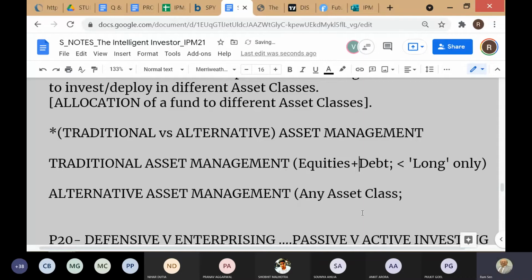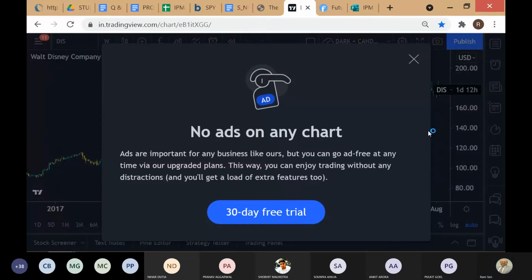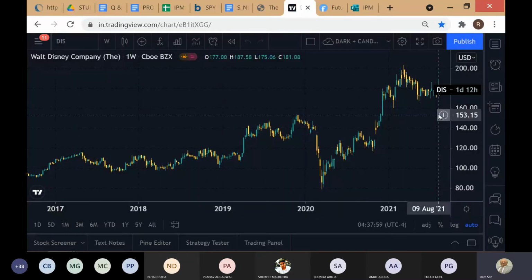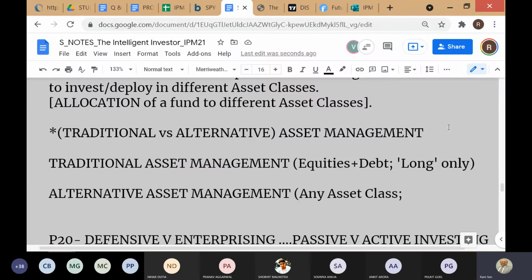Now, the second distinction between the two is on the question of positions. Position, you understand? Position is either long or short. So either I buy or I sell. If I buy, my position becomes long. If I sell, my position becomes short. So the second distinction is on the question of position. The rule in traditional asset management is long only.